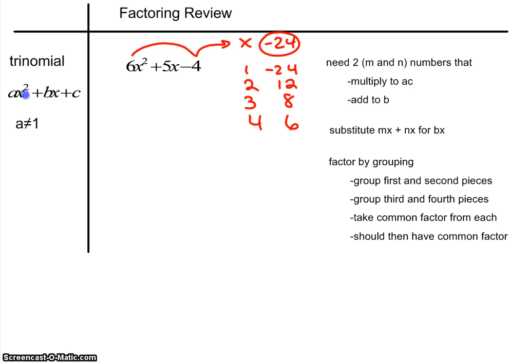Now I'm recycling. It's negative, so one of them needs to be negative. At the same time, they need to add to 5. Well, the closest I get here is negative 5. If I just switch my signs, now it becomes positive 5. So now what I'm going to do is substitute those values in for that 5x.